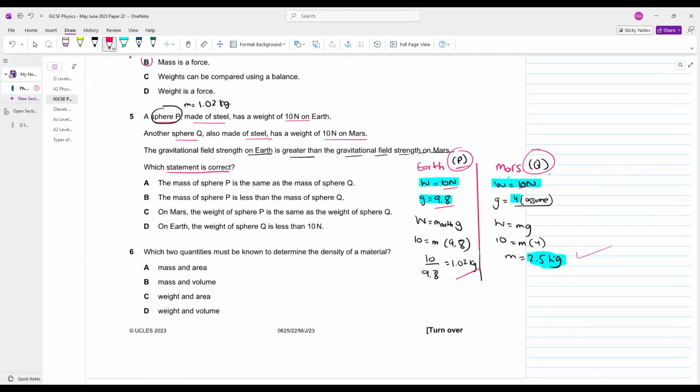Which statement is correct? The mass of sphere P is the same as... no. The mass of sphere P is less than the mass of sphere Q. B is your answer, as you can see from calculation, beta, कि mass of sphere P is less compared to the mass of Q.